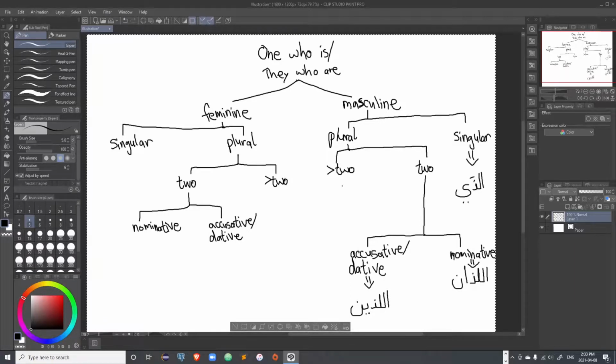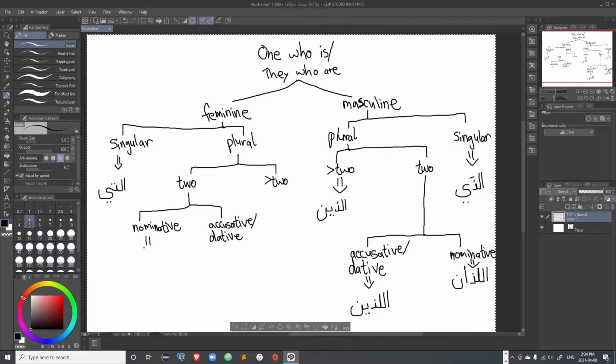Now for the plural, for masculine, that is الذين, and you will see this word quite often in the Quran. For the feminine, the singular is التي, she who is.